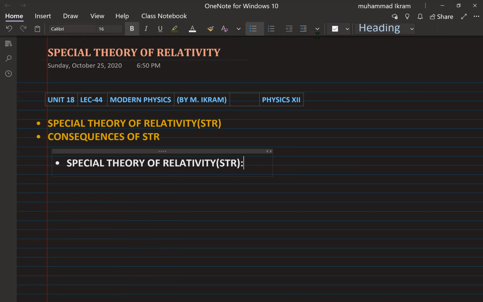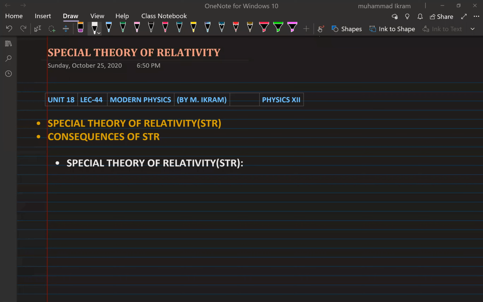So in the previous lecture, I told you about the frame of reference, a coordinate system where measurements are made. Then I talked to you about the types of frame of reference, the inertial frame of reference and the non-inertial frame of reference. Then we went on towards relative motion, and I told you about the absolute quantities and the relative quantities.